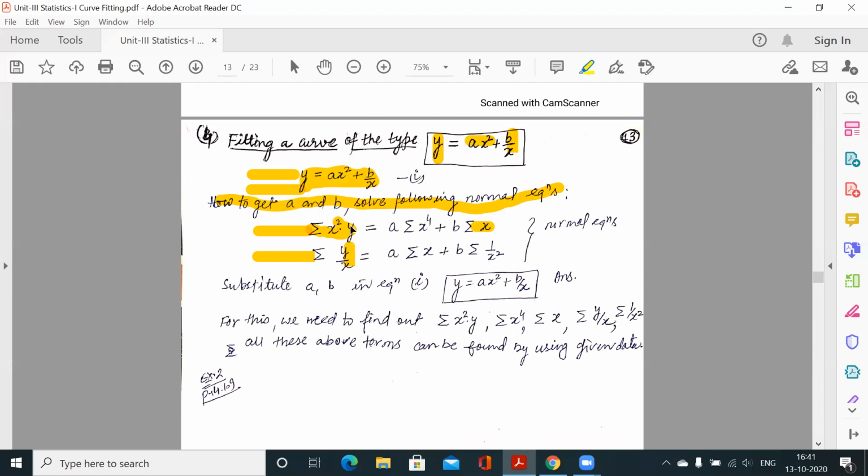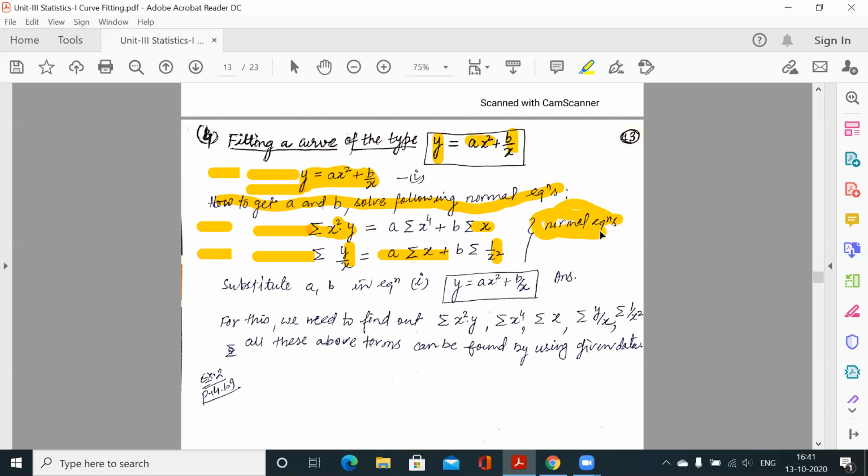So this will be summation x, and again summation 1 by x into b by x, so b by x square. So summation 1 by x square. In this case we have multiplied by summation x square, then by summation 1 by x to this equation to get the normal equation.